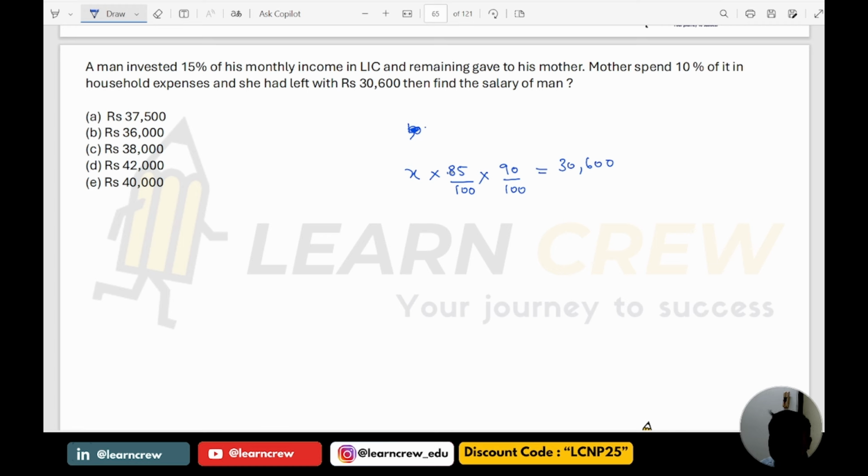If you see here, this is how many times? 5 17s are, 5 20s are. This is 5 18s are, this is 5 20s are. 17 18s are 306, 306 is 100 times. So X is equal to how much? You will get 40,000. So 40,000 is the answer.